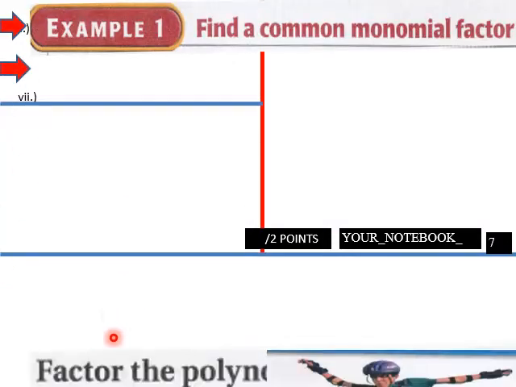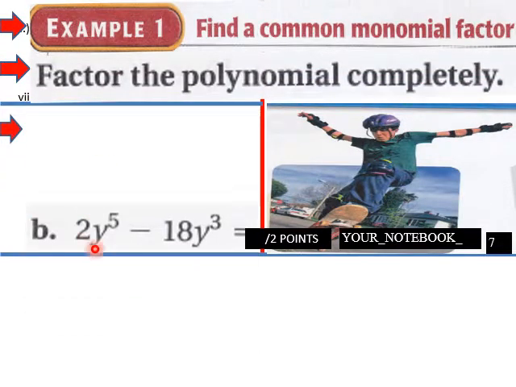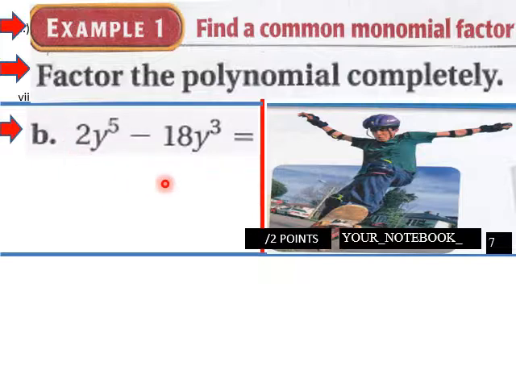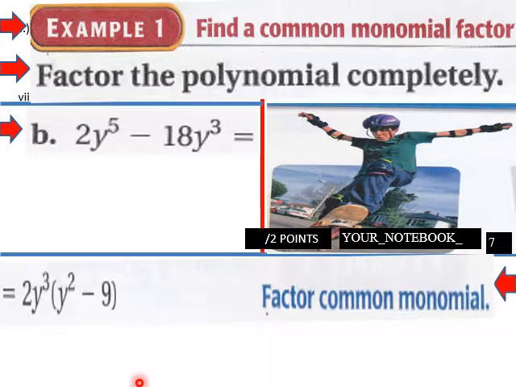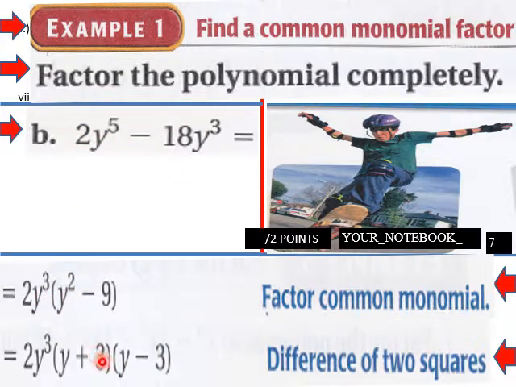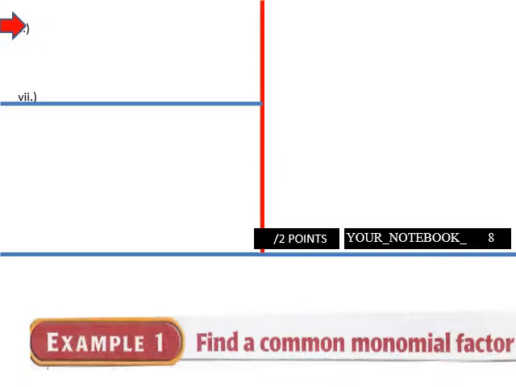And then for factor the polynomial completely, what would be a common monomial that you could factor out of this binomial? You could factor out 2y cubed, and you get this. And then you further factor that. It's a difference of squares, and then you get that.